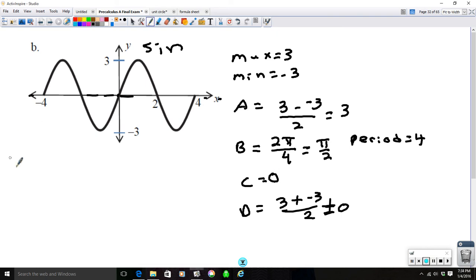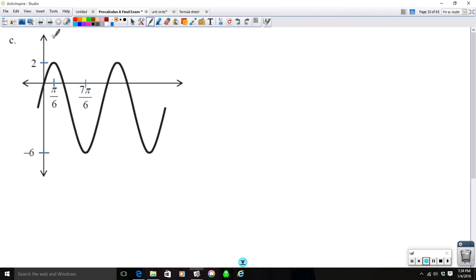Again, so this can be written as y equals 3 sine of pi over 2 x, and then it's minus 0, so we just drop it, plus 0. This can be done as a cosine function, but this is, to me, the easiest way of doing the problem. Letter C. Again, grab your max at 2.